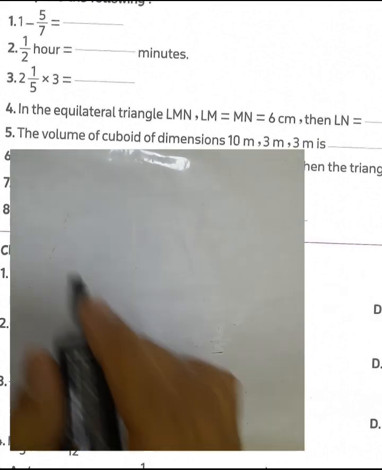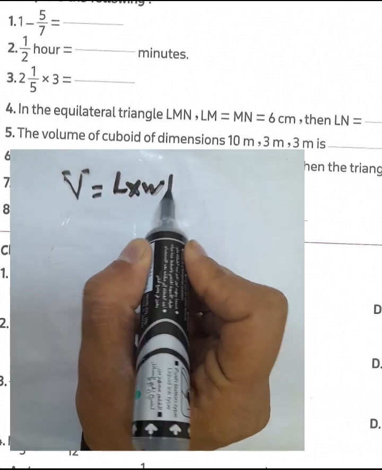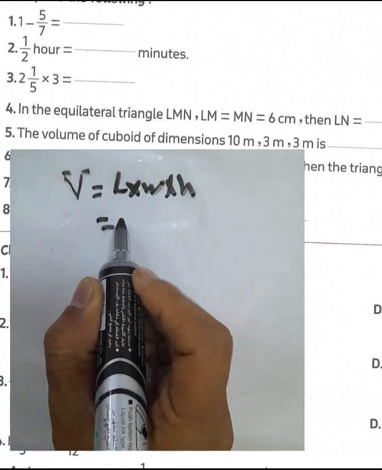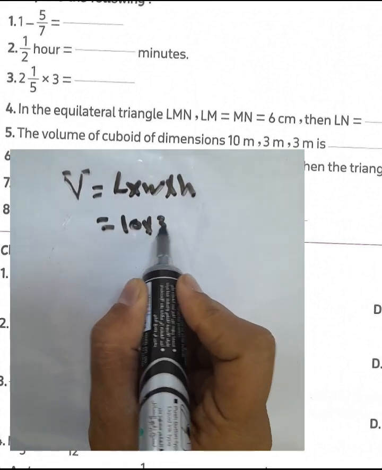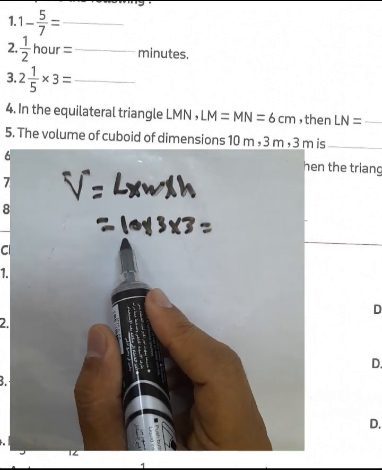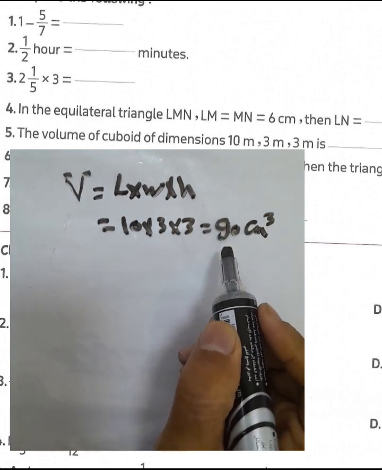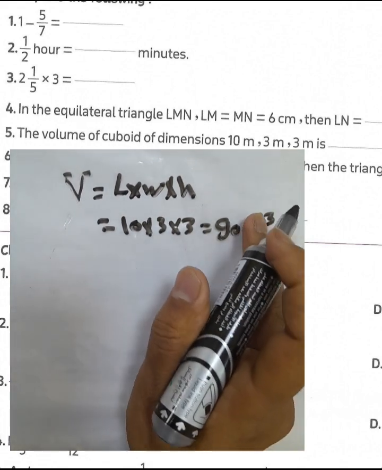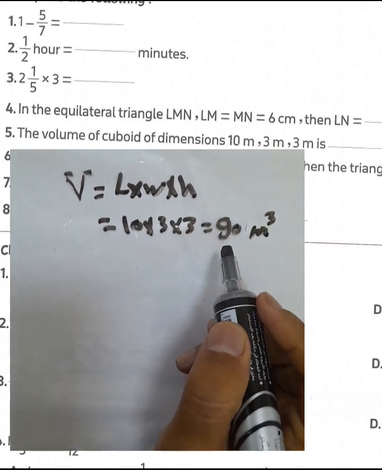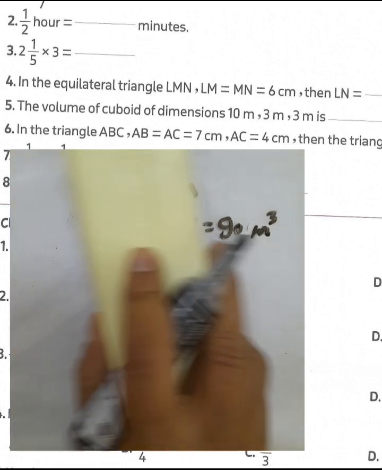Question number 5. The volume of a cuboid will be length times width times height. The length was 10, width 3 and height was 3. 10 times 3 is 30, 30 times 3 equals 90. So the volume will be 90 cubic meters, because the dimension was meter.